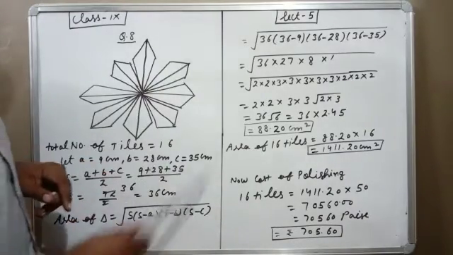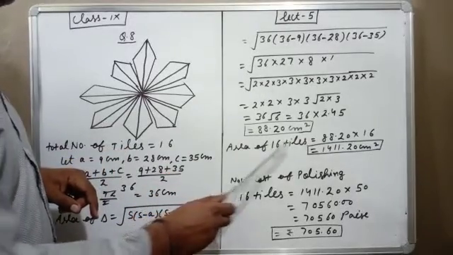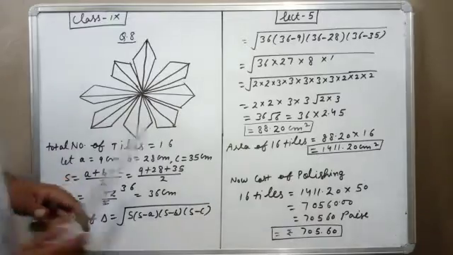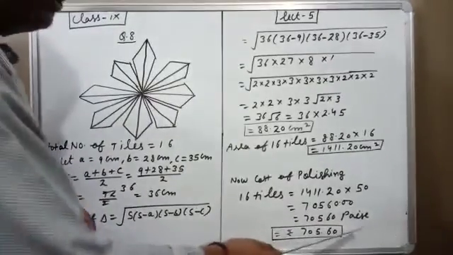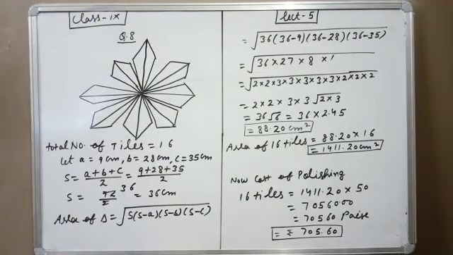So again I am repeating the three steps. First, find out the area of one triangle by Heron's formula. Then multiply by 16, you will get the area of 16 tiles. And then multiply by 50, you will get the cost in paise. If you want to change this paise into rupees, it is your choice. Otherwise, you can leave the answer here also.